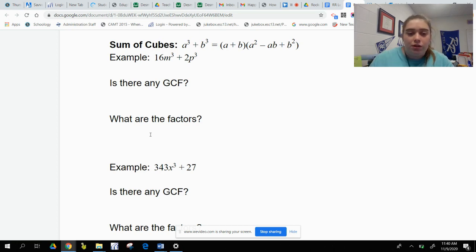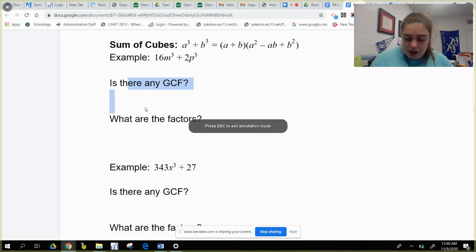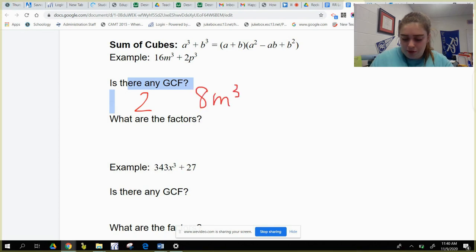Okay, so let's look at the first example. Do we see any greatest common factors? I don't see any variables, but I think we could take 2 out of 16, right? So if our greatest common factor is 2, then we could take that out of 16 and we'd be left with 8m cubed plus p cubed.